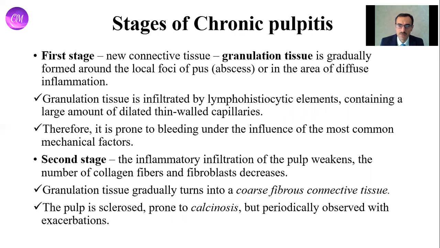Second stage: the inflammatory infiltration of the pulp weakens, the number of collagen fibers and fibroblasts decreases, and granulation tissue gradually turns into a coarse, fibrous connective tissue. The pulp is sclerosed, prone to calcinosis, but periodically absorbed with exacerbations.